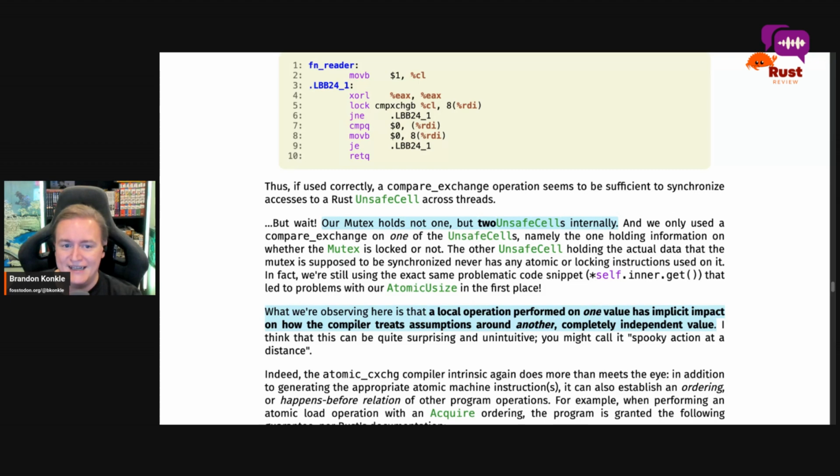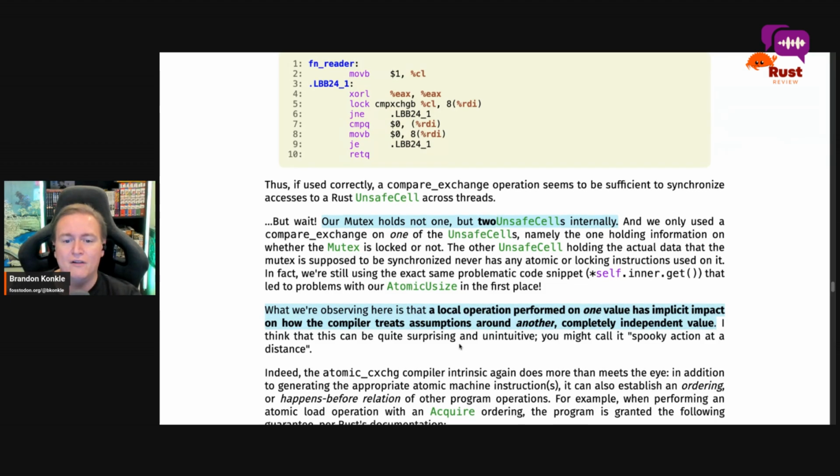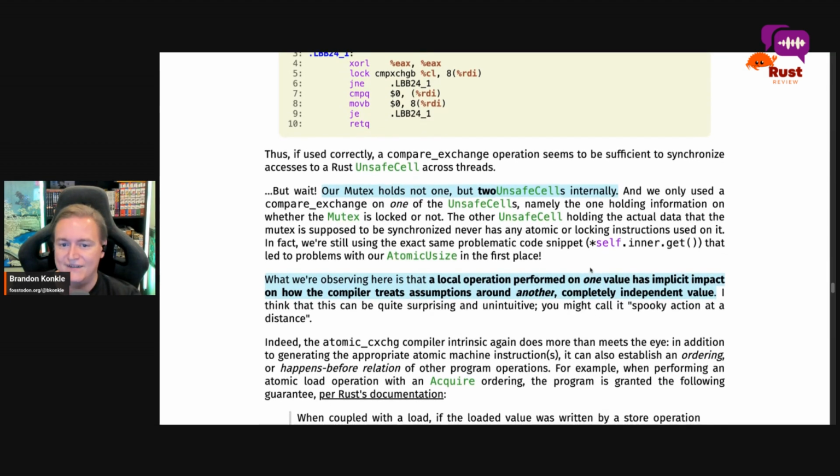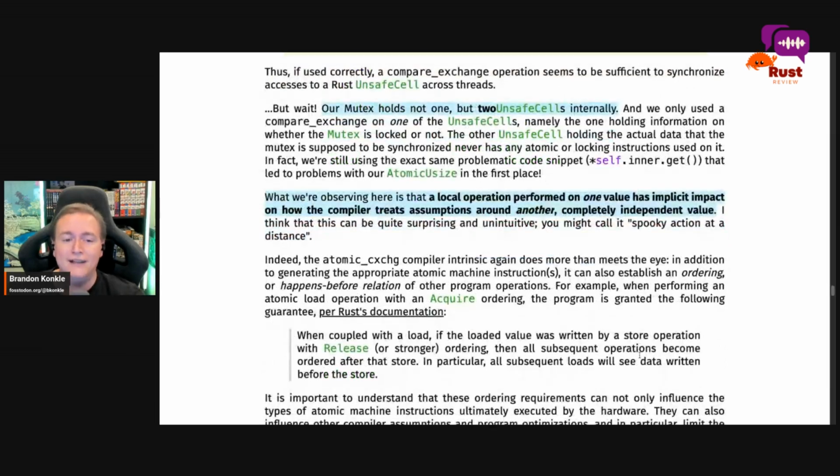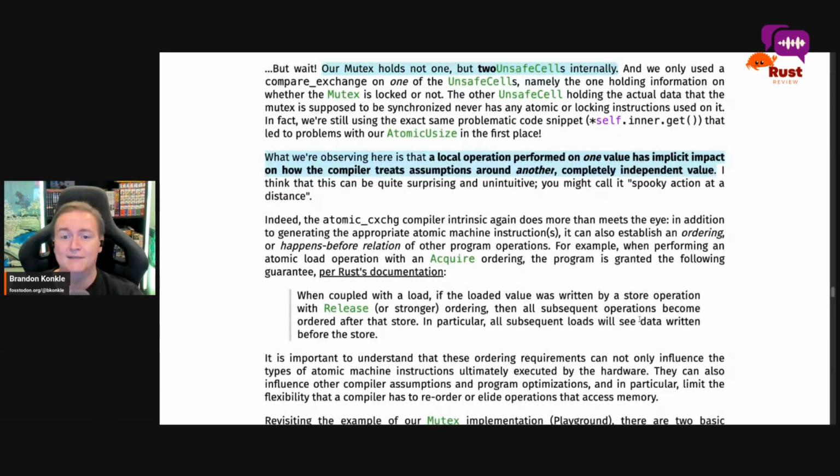And that's because if the intrinsics, if the hints were used on one unsafe cell within the mutex, it affects the other unsafe cell too. It becomes pessimistic, not about just the one that it was used with, but both of them. So he says, what we're observing here is that a local operation performed on one value has an implicit impact on how the compiler treats assumptions around another completely independent value. And this is really surprising. It's surprising to me too.